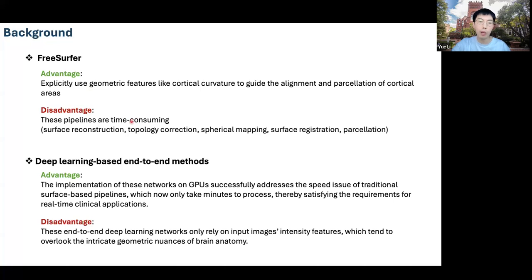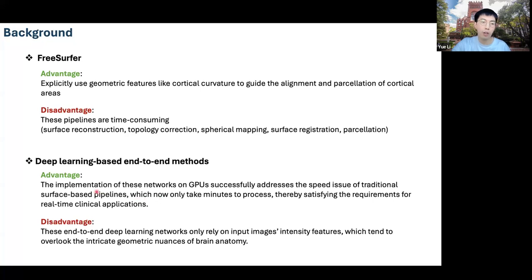But like what we mentioned just now, the disadvantage is that these pipelines are time-consuming. For example, the surface reconstruction, the topology correction, the spherical mapping, and surface registration. Each of these steps costs a lot of time. So maybe on average, it may cost about 4 hours to process one case.